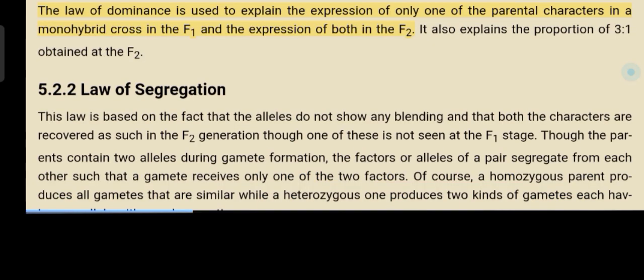The law of dominance is used to explain the expression of only one of the parental characters in a monohybrid cross in the F1 and the expression of both in the F2. It also explains the proportion of 3:1 obtained at the F2.